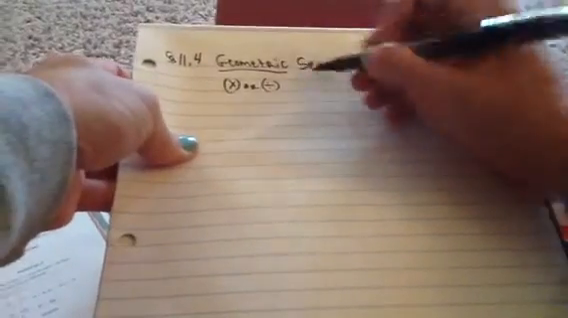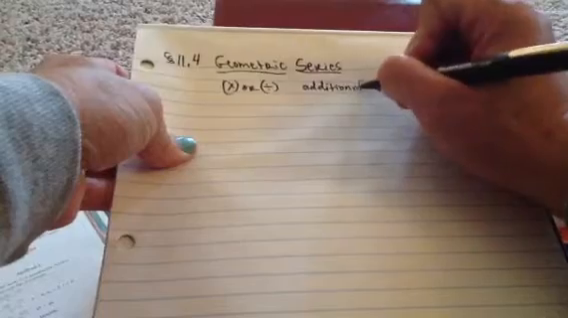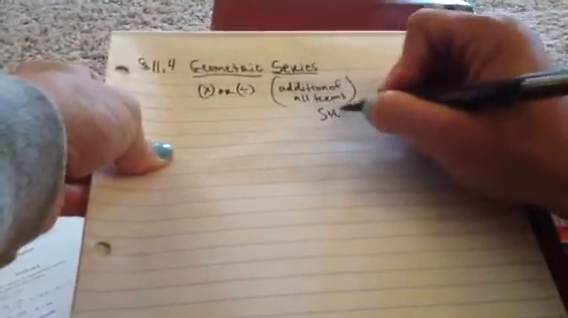The next section is 11.4, geometric series. Now, geometric, obviously multiplying or dividing to get to the next number. And a series is the addition of all terms, or the sum.